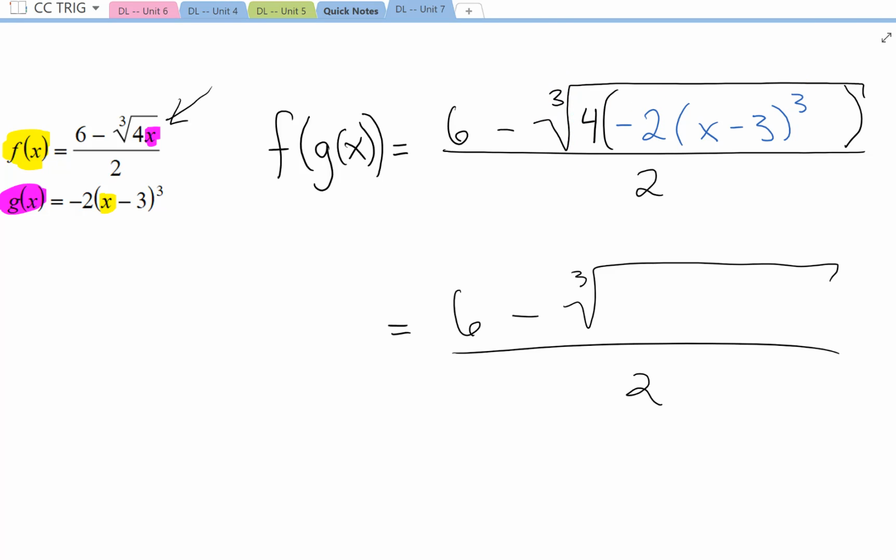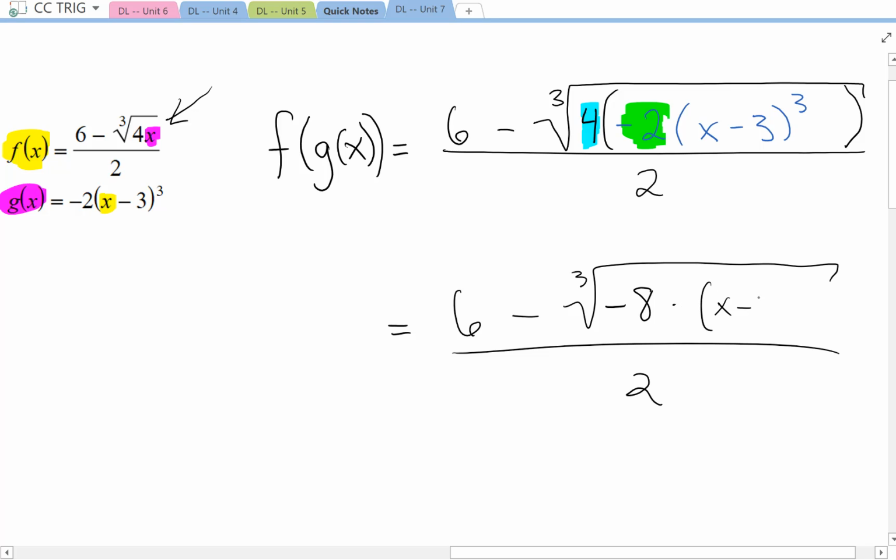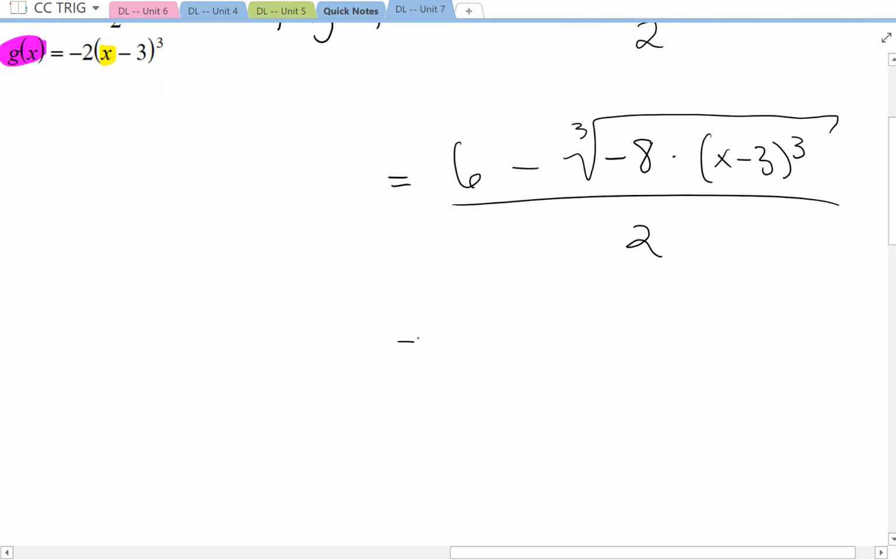So to begin, I know that I cannot cube root 4. There's no perfect cube for that. I know that I can't cube root negative 2, but 4 times negative 2 is negative 8, and that is a perfect cube. Yay! And that is being multiplied by x minus 3 quantity cubed. Everything under the cube root is cube rootable. I don't know if that's a word.